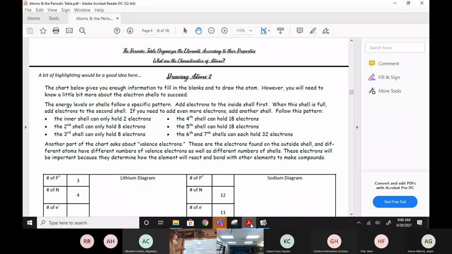The energy levels, or shells, follow a specific pattern. Always add electrons to the inside shell first. When that shell is full, you make another layer, and you start adding electrons to that new shell. If you need to add even more electrons, you might have to add yet another orbital, another shell. And this is the pattern that you follow. The inner shell can only hold 2 electrons. So if there are more than 2 electrons, you have to add more layers.